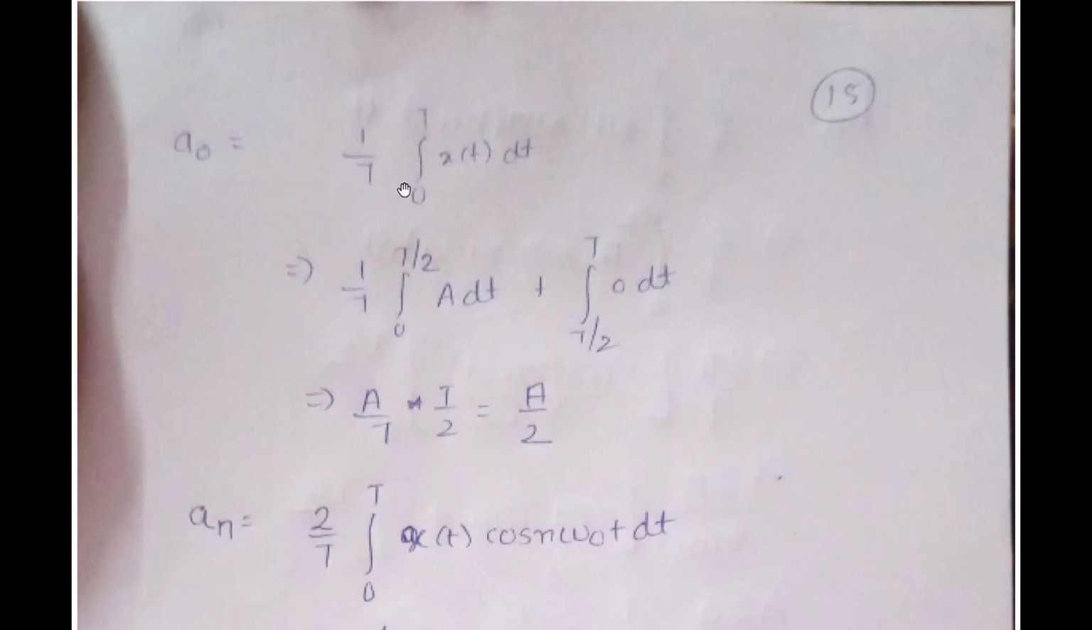So in case of my A0, it is 1 by T. A0 is equal to 1 by T integral 0 to T of x of t dt. So you have 1 by T integral.